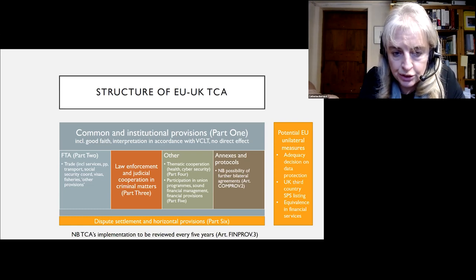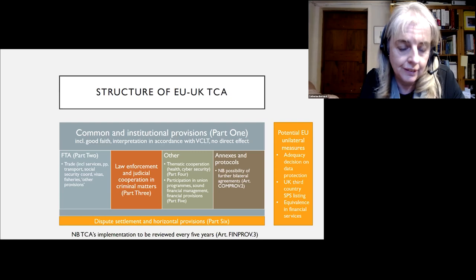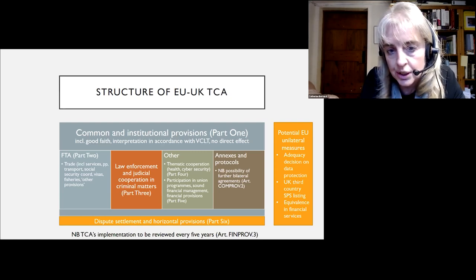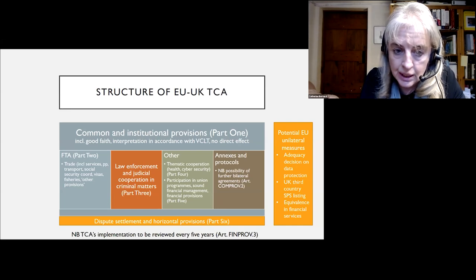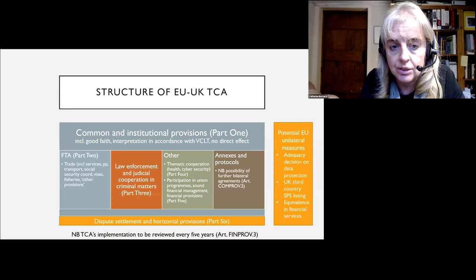A couple of points to note. First of all, there are common institutional provisions, but in that there is a strong emphasis on the fact that this is an agreement under international law, not under EU law, and it will be interpreted in accordance with customary international law, including the Vienna Convention on the Law of Treaties, and it's absolutely clear that there is no direct effect. Second point is that the implementation of the TCA is to be reviewed every 5 years, together with the review in Northern Ireland after 4 years on the continuing consent. It makes me concerned that this is a rather unstable deal, because depending on the politics, this deal can be challenged in the run-up to the next Westminster elections.